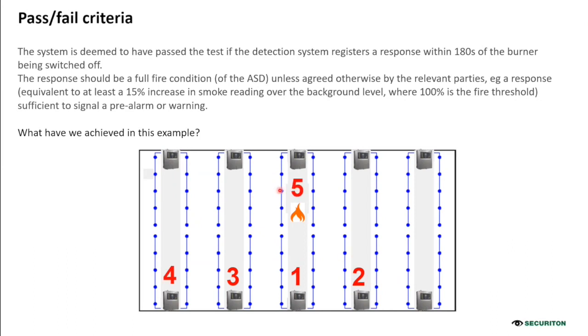What does this mean? Because there are air currents in the building, we don't know exactly where the smoke goes, so it could go in different directions. What is important when you make this test, if you have more than one ASD in the area, is that all the ASDs are on and working properly. Because in this case, if I had only ASD number 5 on, I would never have an alarm. Maybe the alarm would go off after the 180 seconds.